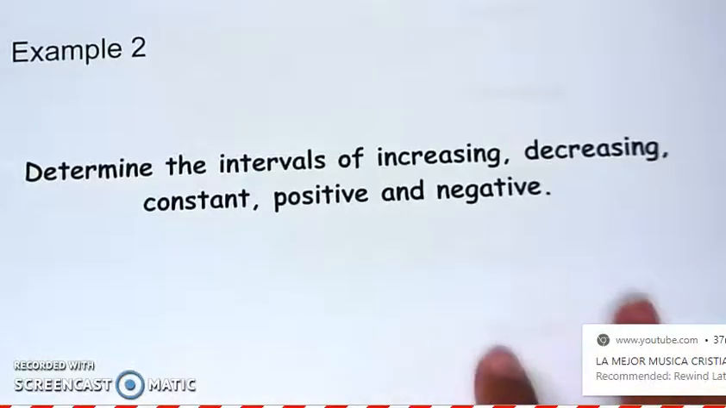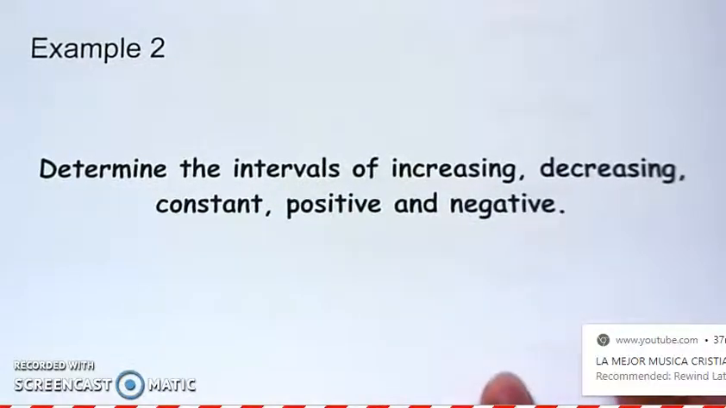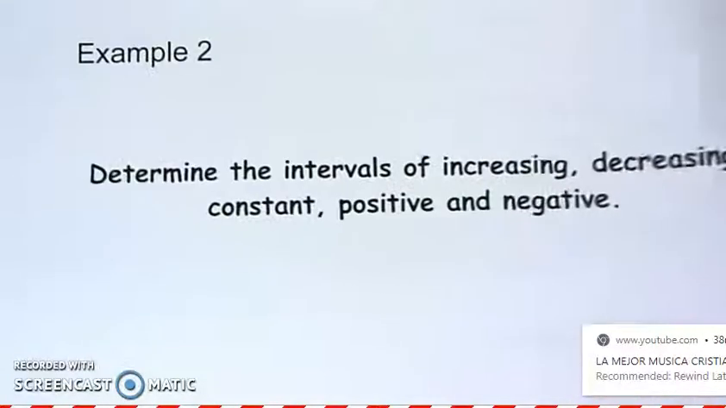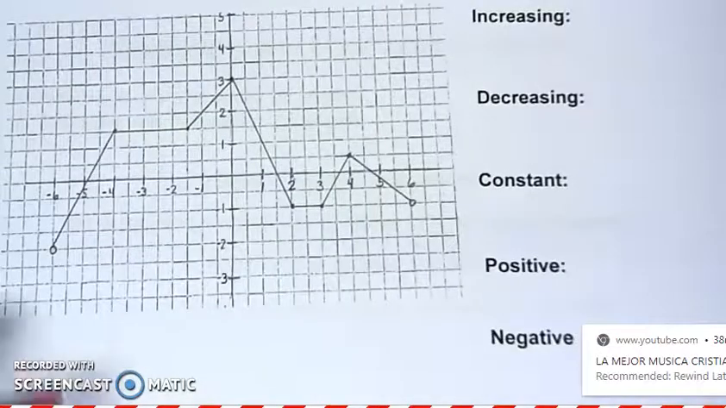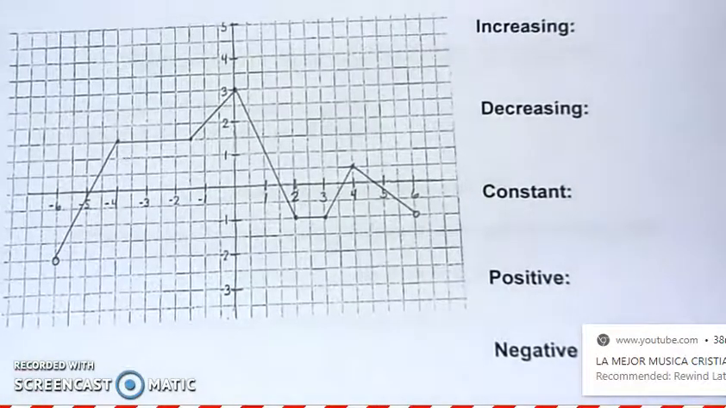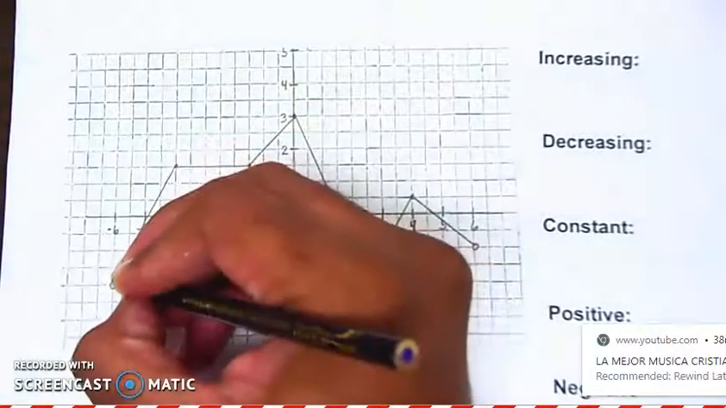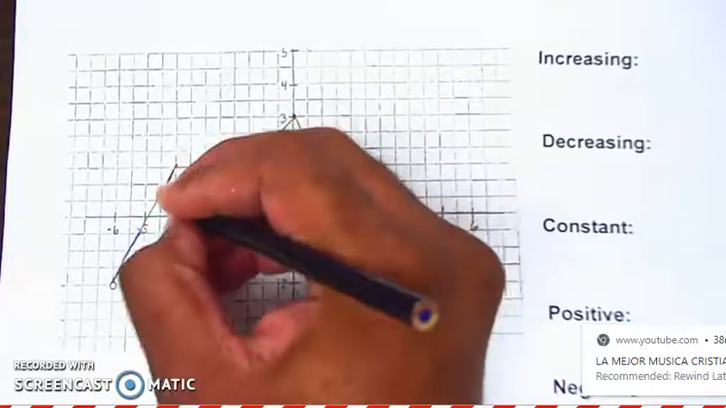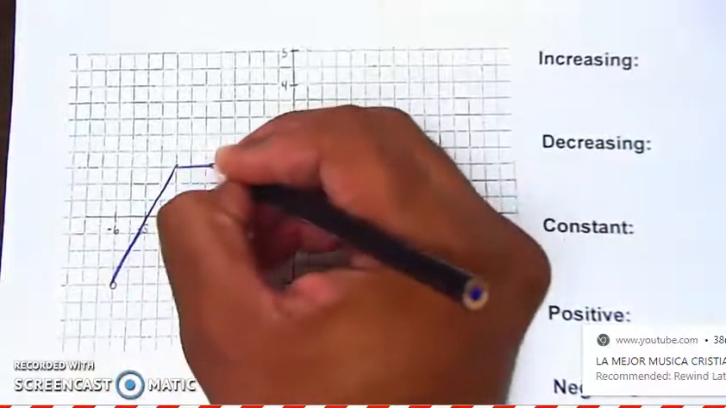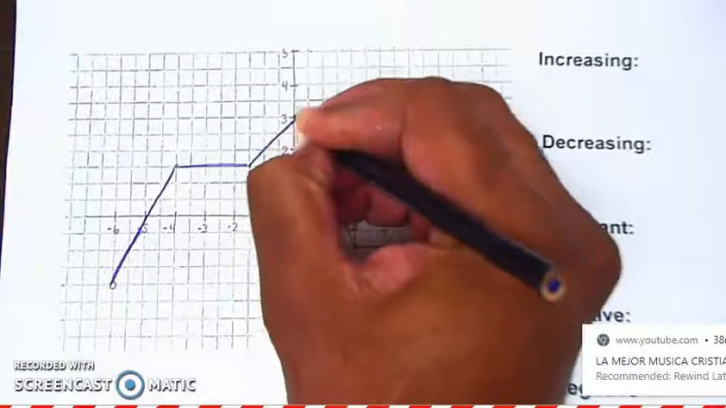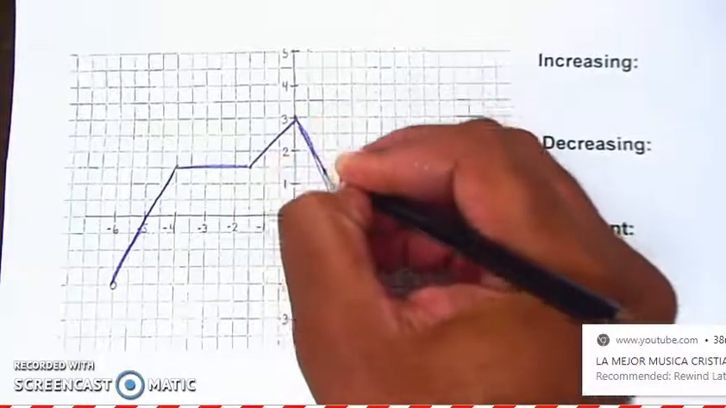All right, so we have example 2 here. With example 2, we're going to determine the intervals that are increasing, decreasing, constant, positive, and negative. So we're going to find all those pieces from this one graph. Let's do that real quick. We have a wonderful graph here, and I'm going to redraw this really quick so we can have some color and see what's happening. Again, we're going to find all those pieces where it's increasing, decreasing, constant, where it's positive, and where it's negative.